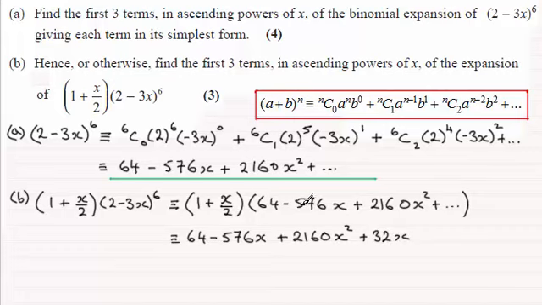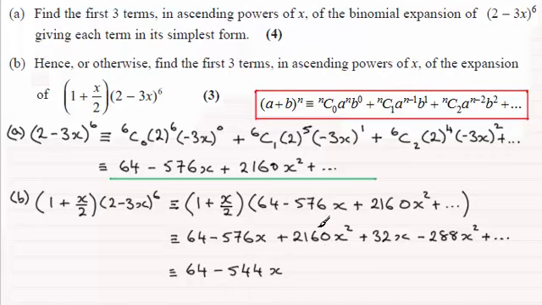Then we've got half x times minus 576x. And that's going to give minus 288x squared. And then just put plus and so on. So we don't need that x cubed term. So grouping these terms together, we've just got the constant here, 64. As far as the x terms go, we've got minus 576 plus 32 there, and that's minus 544. So that'd be minus 544x.